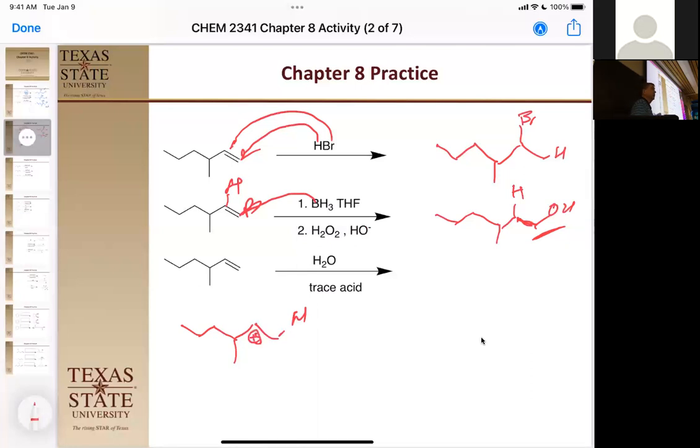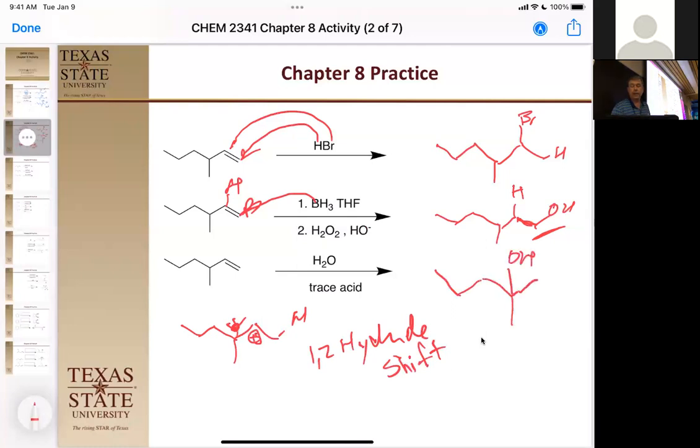Is it going to stay there? No, because there's a possibility of having a carbocation here. And that's what's going to happen. It's going to do a 1,2 hydride shift, and it's going to make the carbocation here. So now the water can attack it and then lose a proton. And therefore, we are going to end up with a tertiary alcohol from our alkene. So see, the forwards are not that bad.